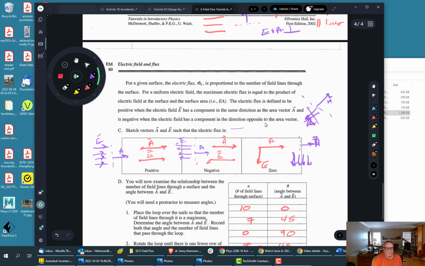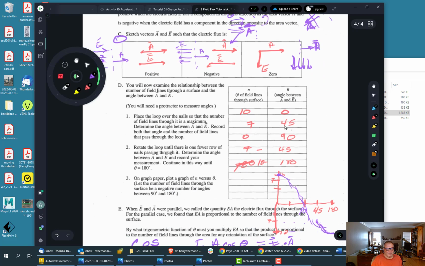But if I were to keep the field lines pointed the same way, and now I've rotated from this one here, let's call this 1, and this is 2. If I rotated it around, it doesn't matter, but let's say we rotate it counterclockwise, then the A vector is pointed this way. So this is also negative. And of course, when we're at 90, there's 0.